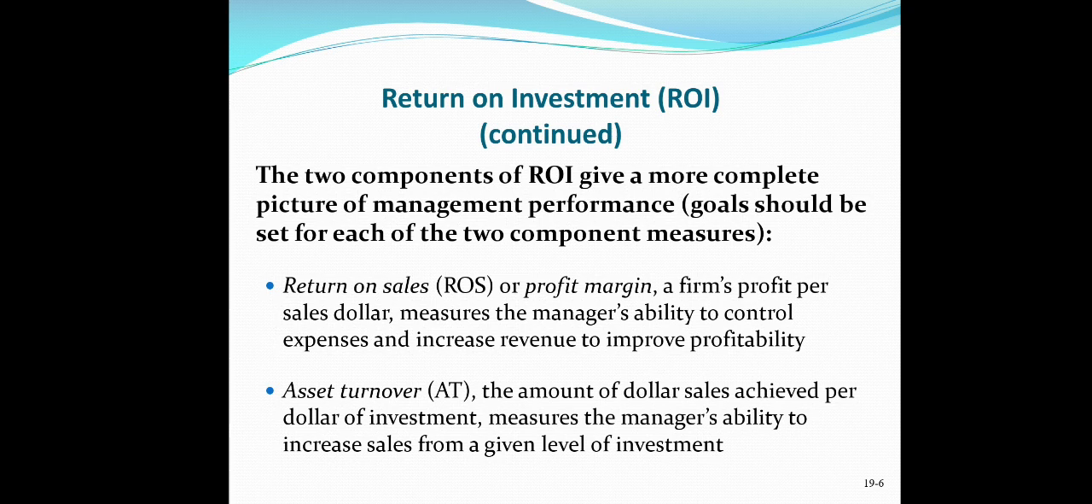So return on sales, or profit margin, a firm's profit per sales dollar, measures the manager's ability to control expenses and increase revenue to improve profitability. Asset turnover, the amount of dollar sales achieved per dollar of investment, measures the management's ability to increase sales from a given level of investment. So these two ratios show different things. ROS shows the ability of the manager to control expenses and to increase revenue to improve profitability. Asset turnover measures the ability of a manager to increase sales from a given level of investment.